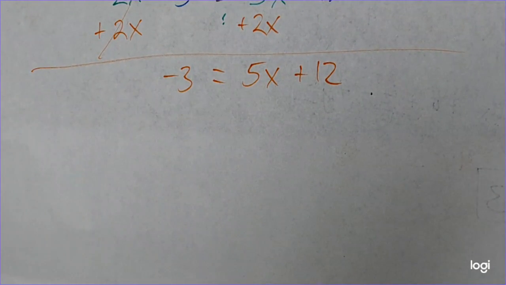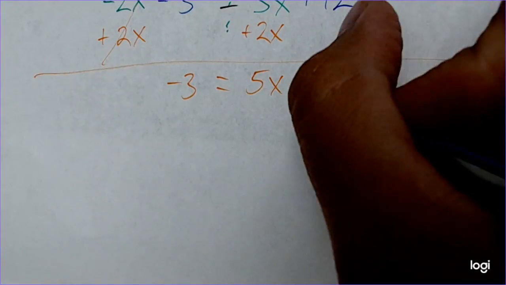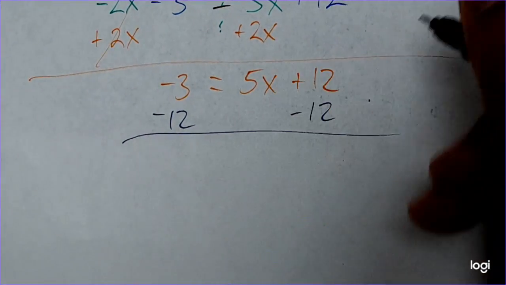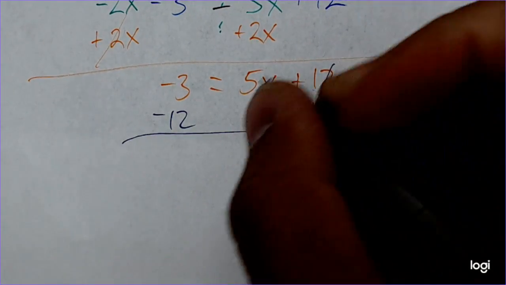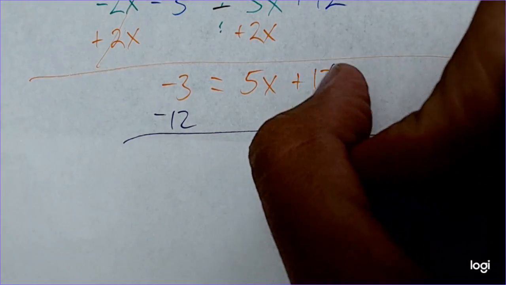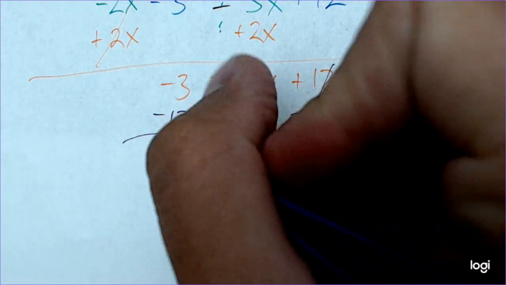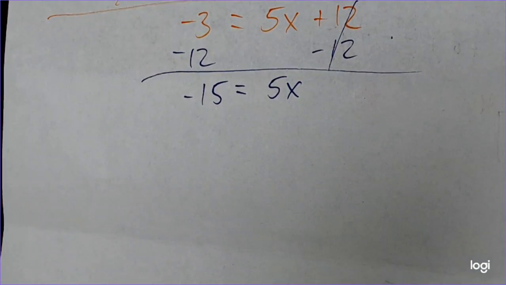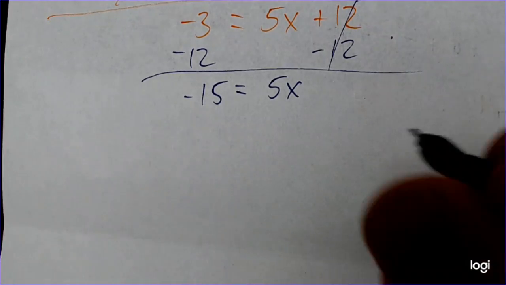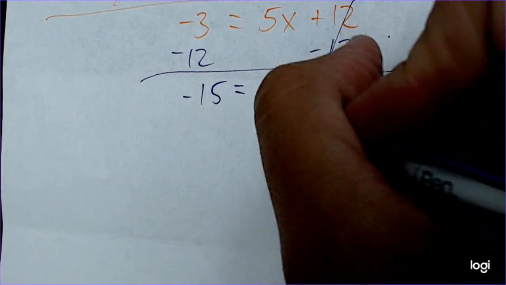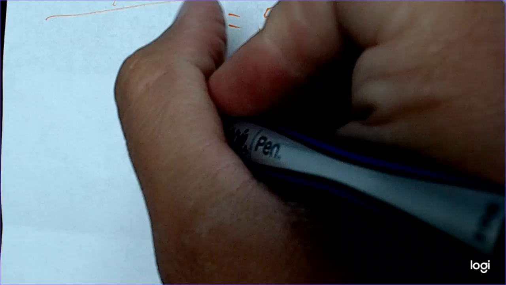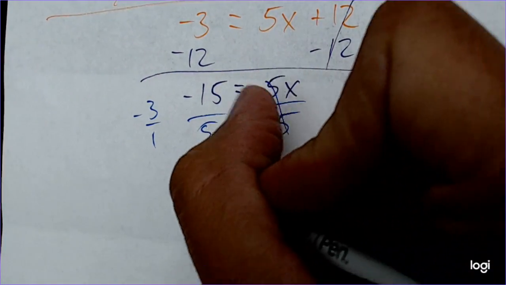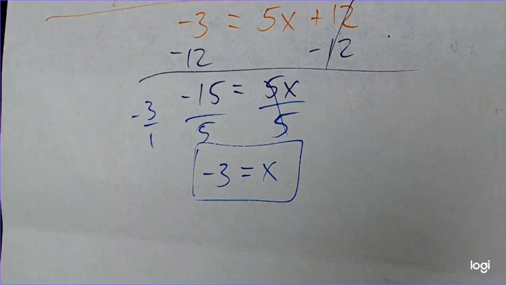I've got to get the 12 to the other side. So I'll go ahead and subtract 12 from each side, doing the opposite action to both sides of the equation. This 12 cancels. This 5x stays the same. Negative 3 plus negative 12 gives me negative 15. All right, last step. Going to divide by 5, cancels, equals negative 3 over 1. So then x is equal to negative 3. That is my final answer.